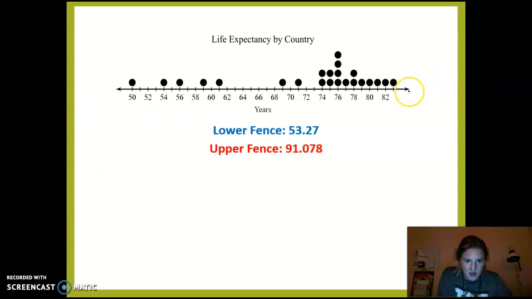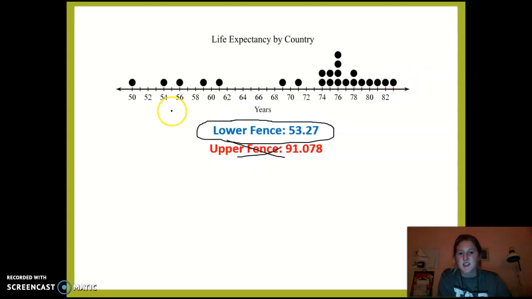We know there's nothing beyond 83, so we don't need to worry about this upper fence, but we do need to worry about this lower fence. Pause here and see if you can figure out which dots on this dot plot are the outliers based on this lower fence.